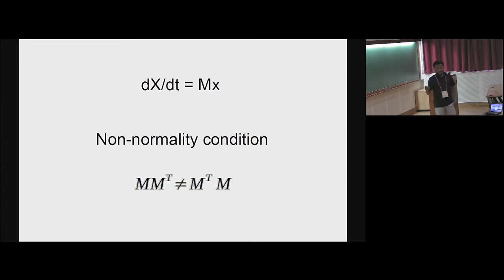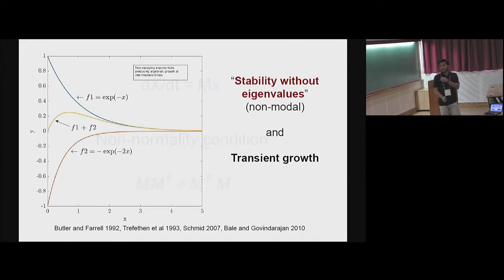So one of the properties of this matrix is the commutator of the matrix and its transpose. If it's zero, the matrix is called a normal matrix. If it's non-zero, the matrix M is called a non-normal matrix. And the condition of non-normality is mathematically this one.